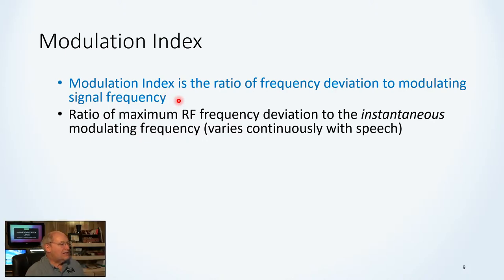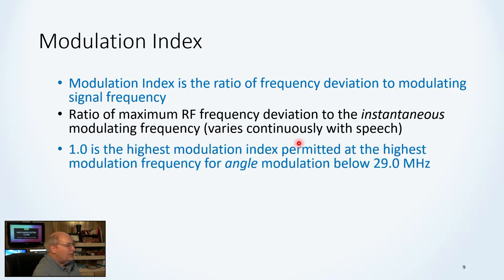So during speech, that would be all over the place. So the only way to really measure modulation index meaningfully is to use a continuous tone to do so. Another way of saying that is it's the ratio of maximum RF frequency deviation, plus or minus 5 kilohertz, for example, to the instantaneous modulating frequency, which varies continuously with speech. Let's see what the ramifications of that are. They're just two definitions.